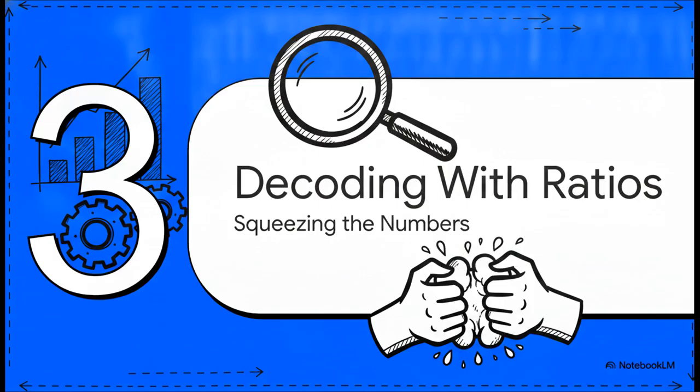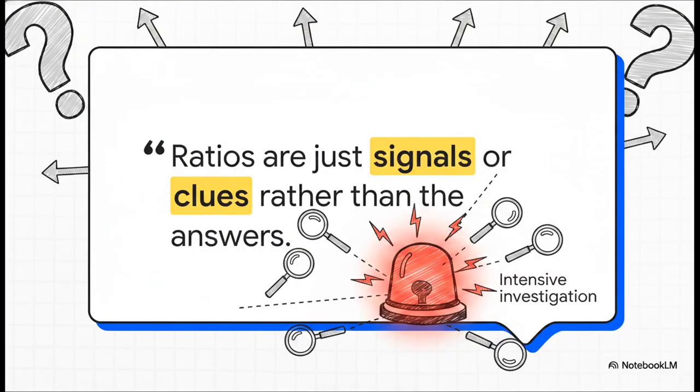Ratio analysis. Now, crucially, ratios are not magic 8-balls. They're just signals or clues rather than the definitive answers to complex questions about a company. They won't solve the case for you immediately. Actually, a bad ratio rarely tells you exactly what went wrong, but it acts like this giant red flashing light, pointing you right toward the exact operational area that needs further intensive investigation.